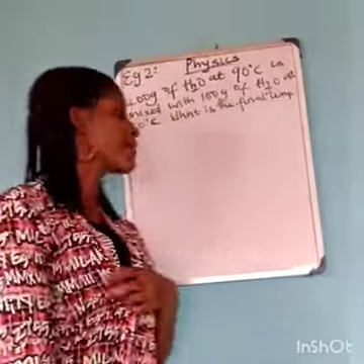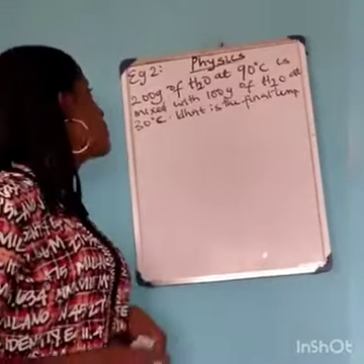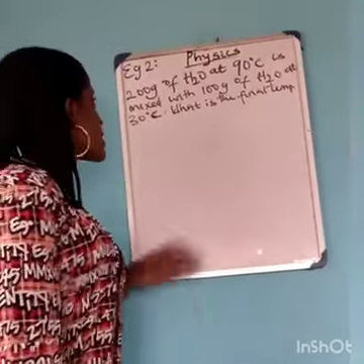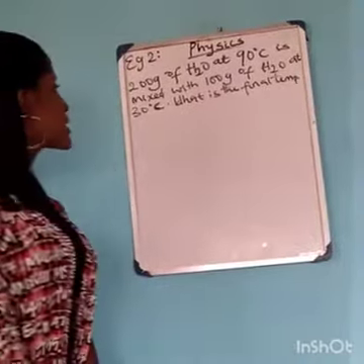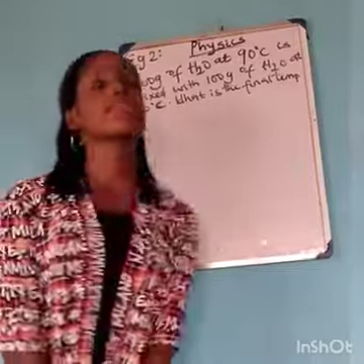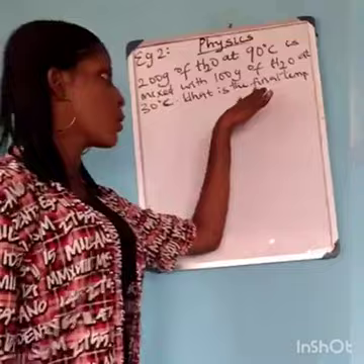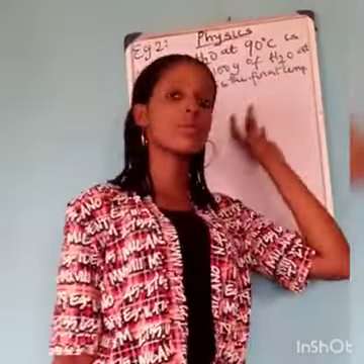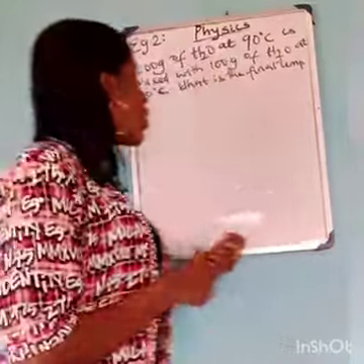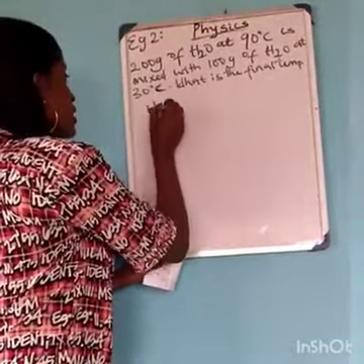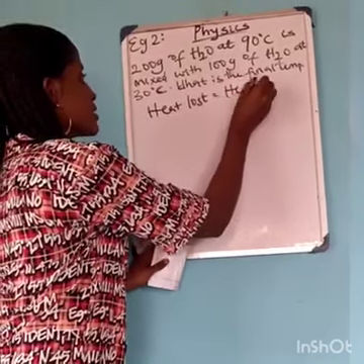The second example we have here is a very simple one. 200 grams of water at 90 degrees Celsius is mixed with 100 grams of water at 30 degrees Celsius. What is the final temperature? Here we're not asked to find much, just the final temperature. We're not given the specific heat capacity, so we assume that heat lost is equal to the heat gained.